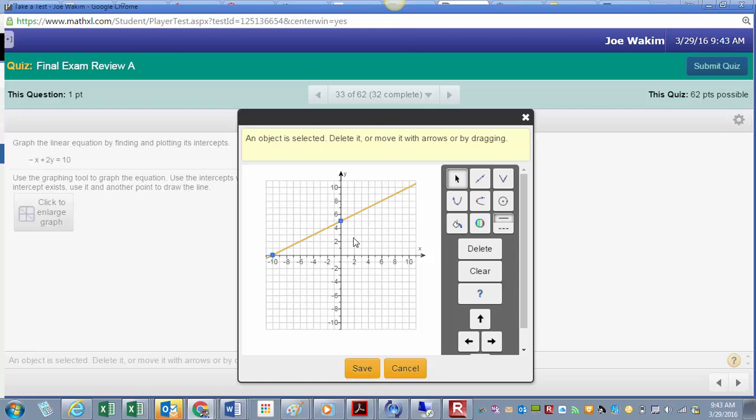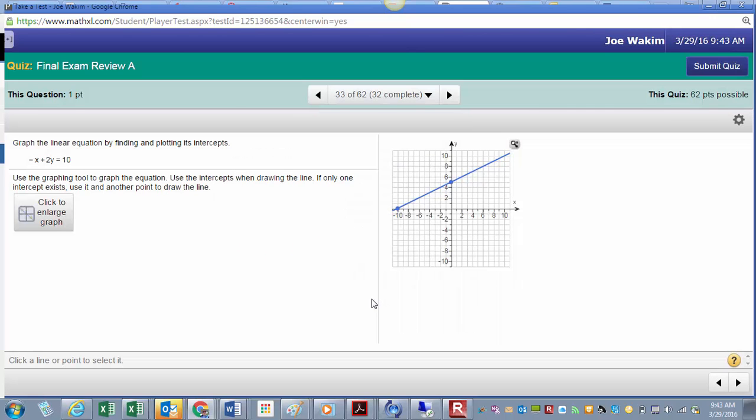So again, to find the y-intercept, put x equals 0, then y would be 10 over 2, 5. This point is 0, 5. To find the x-intercept, put y equals 0. This whole thing becomes 0. Negative x equals 10, but we want x. Multiply both sides by negative 1. You get x equals negative 10. So that's x equals negative 10.